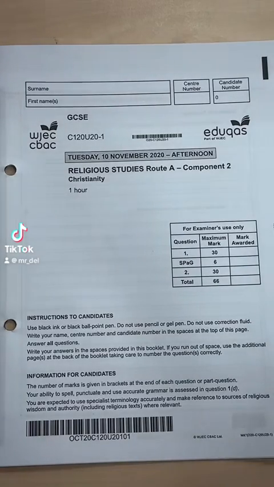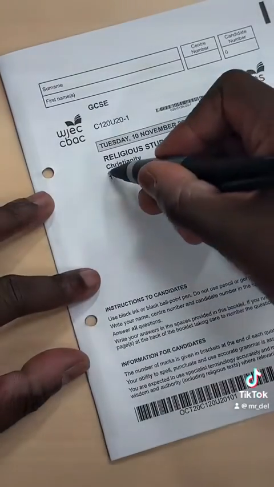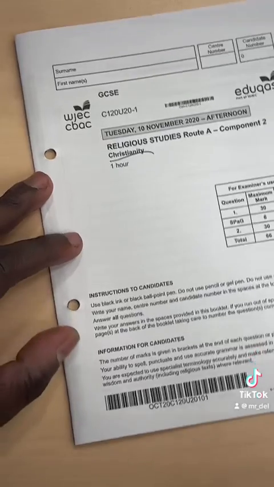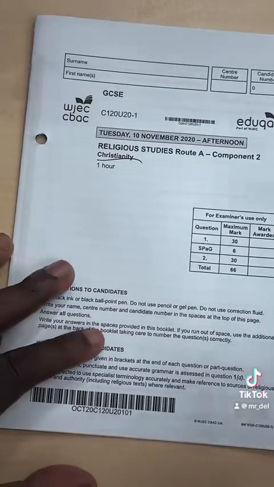So in this video, we're going to look at how to plan and structure your answers for the EDUQAS Religious Studies Route A paper. This particular paper, we're going to be looking at Christianity. Some of the key things to remember, and we'll look at this especially towards the end, is that a lot of the questions are related to each other. That's quite useful because as you go through the paper, if you forget the answer to a particular question, there's a likelihood that you could find some key cues or clues in some of the other questions.